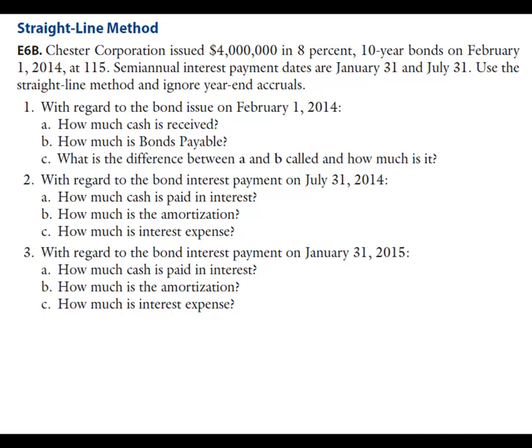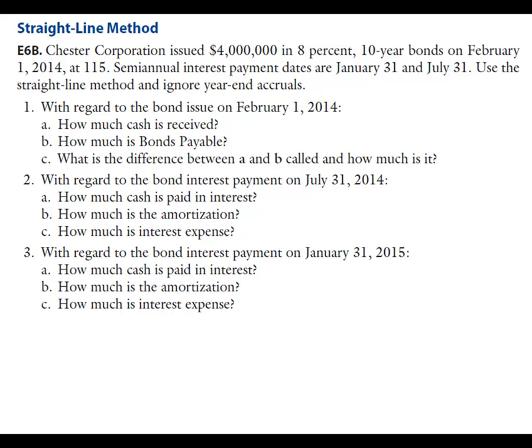In this example, we are going to look at the straight line method. We have Chester Corporation, which issued $4 million in 8% bonds, 10-year bonds, on February 1st at 115. Semi-annual interest payment dates are January 31st and July 31st. And we're to use the straight line method and ignore year-end accruals to answer the following questions.